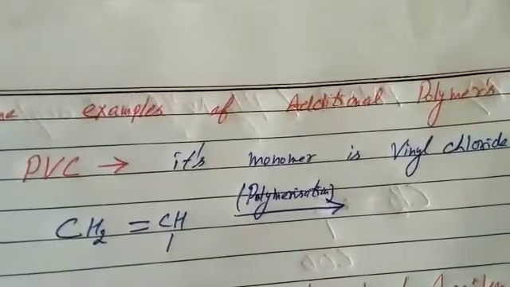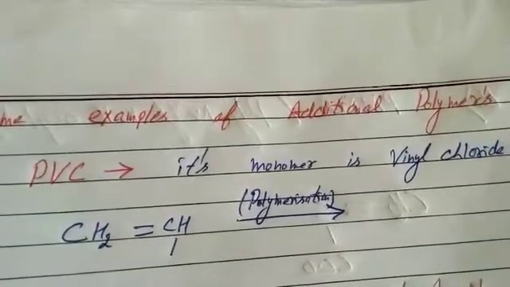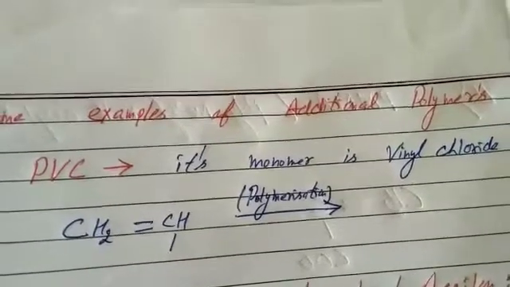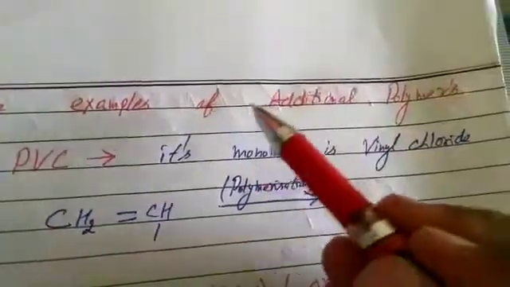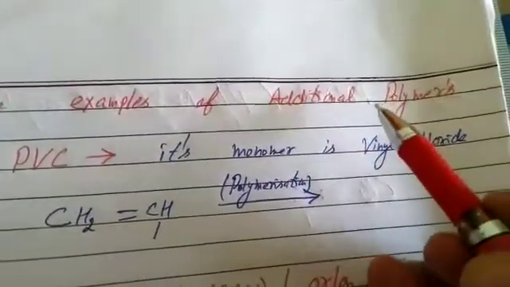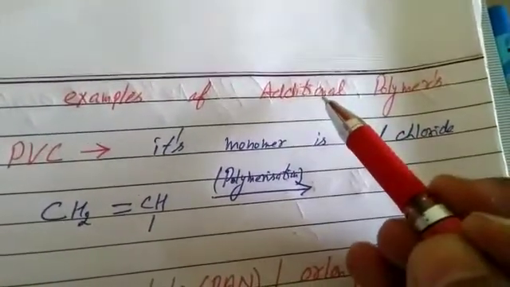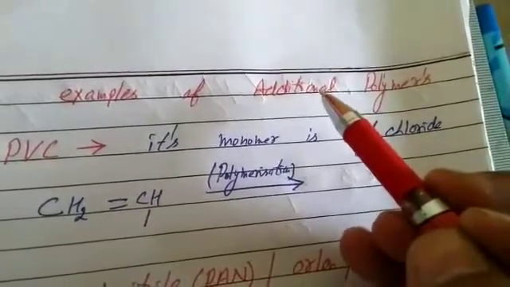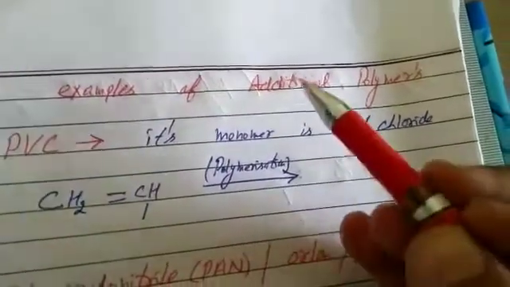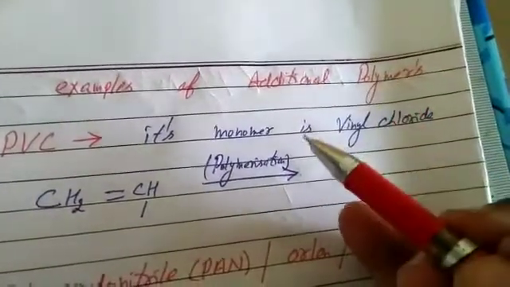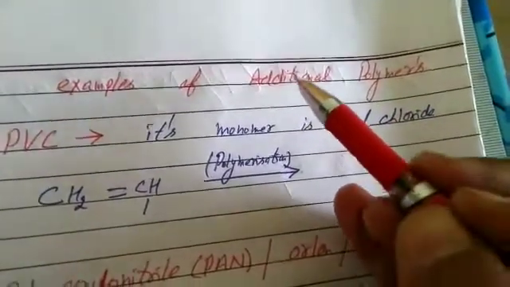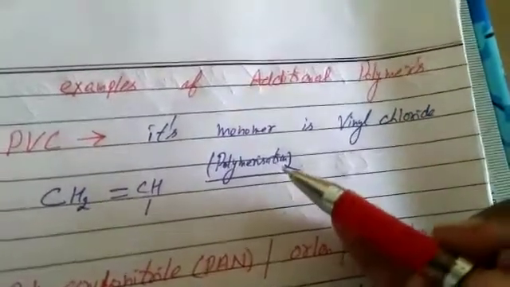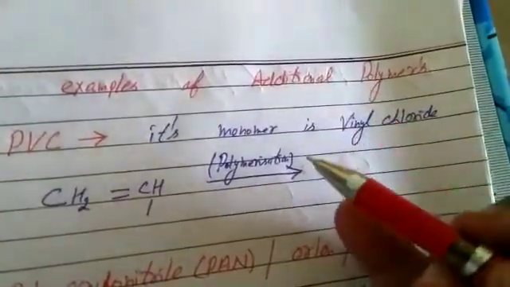Good morning, students. After completing the classification of polymers, today we will first do examples of addition polymers. What is the key point for addition polymers? Their monomers definitely contain unsaturation. And for condensation polymers, their monomers contain functional groups. Now these are addition polymers. Definitely their monomers have unsaturation. And remember, nothing is lost during polymerization.